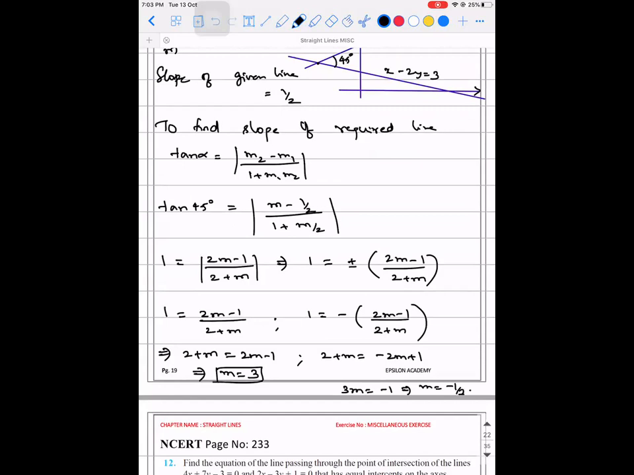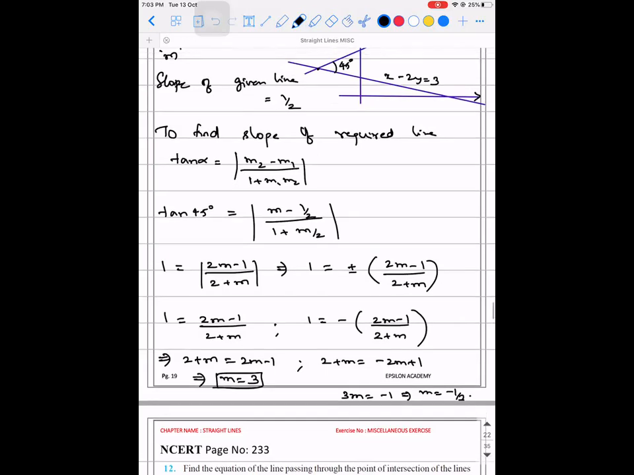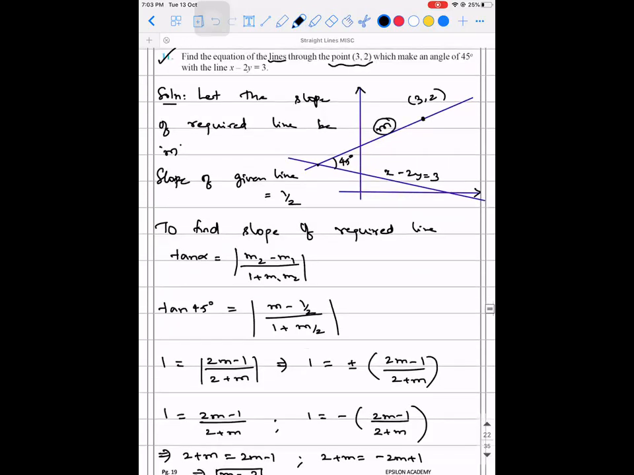So the two slopes of the line that I am getting are 3 and minus 1 by 3. Yes. So you know the slopes of this line and the point 3 comma 2. So using the slope point form, that is y minus y1 is equal to m into x minus x1. Write the equations and tell me what are the equations.